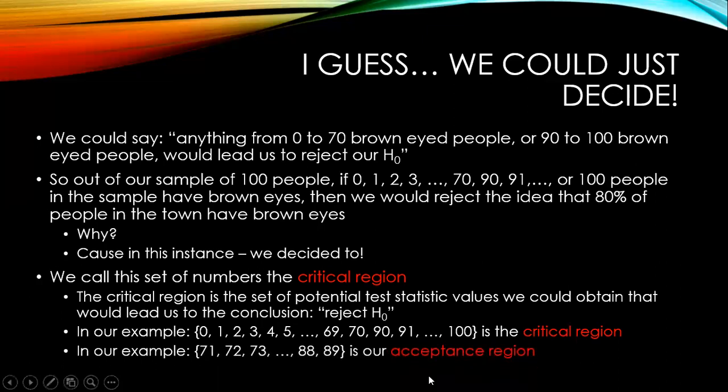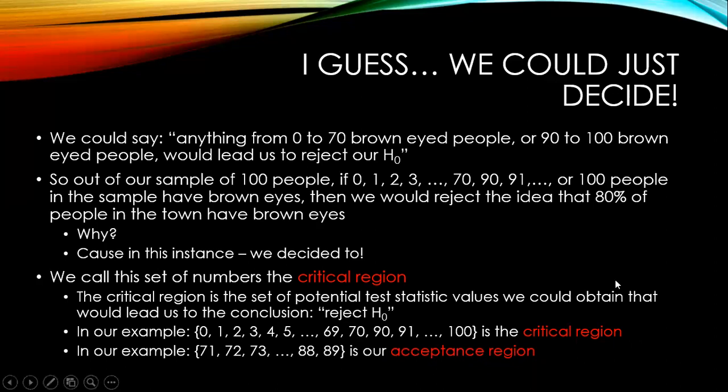Now, these numbers that we've missed out in between 70 and 90, so 71, 72, 73, all the way up to 89, this is called our acceptance region. So if we collect the data, with a sample of 100 people, and let's say we count 72 of those people with brown eyes, that means we would accept H0 because it's not in the critical region. 72 is pretty close to 80.